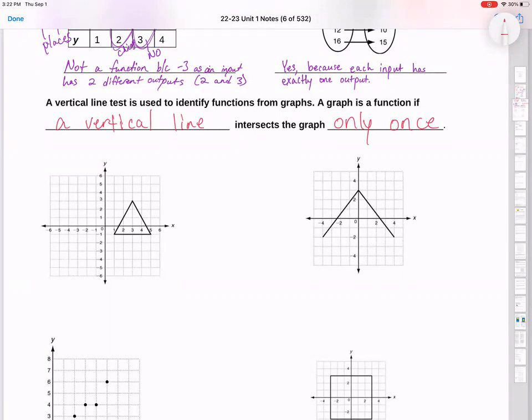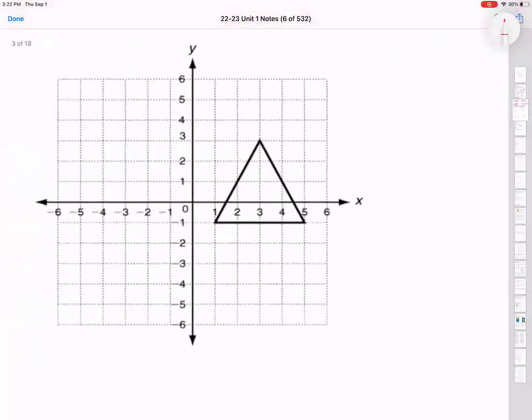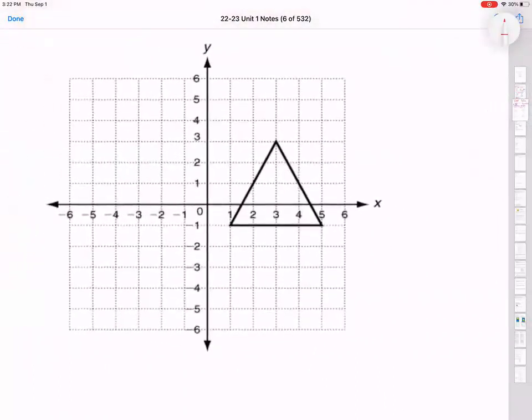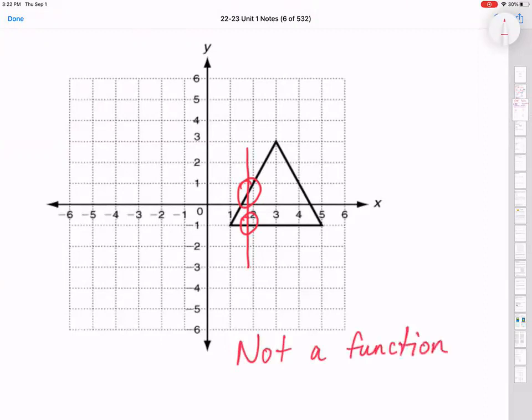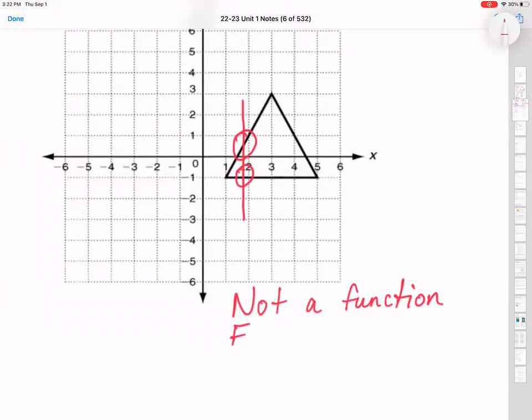Now, for example, on this first one, the moment I drew my vertical line, I see, oh, it crosses twice, more than once. This is not a function. So this would be no for this first one, not a function. And then your reasoning would be: because it failed the vertical line test.